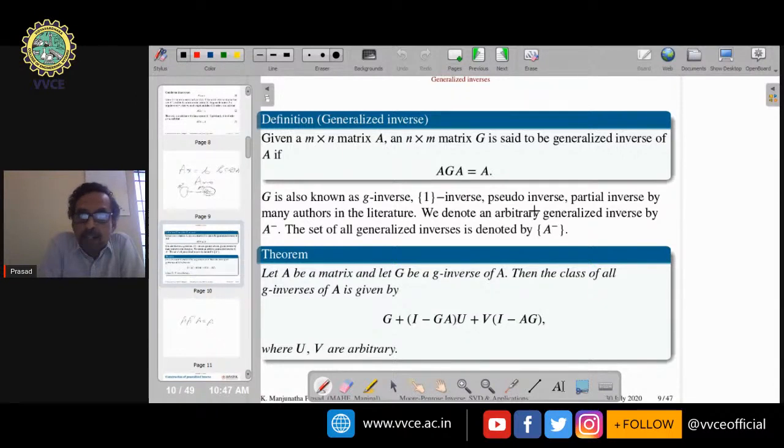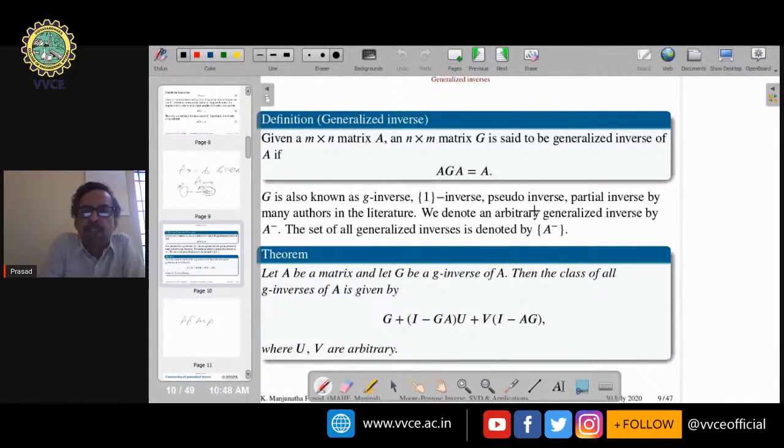Here, A need not be a square matrix. A could be any m by n matrix. If there exists a matrix G of size n by m, so that multiplication is going to be compatible, such that AGA is equal to A, then G is called a generalized inverse. This is also known as one inverse because of a particular reason, which I'll come across.